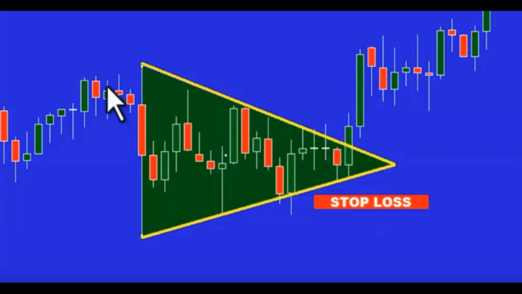A long entry may be taken at this point here. A stop loss placed potentially below the triangle bottom or below a previous swing low, depending on the trader's risk tolerance, which is relevant to one's account size or emotional level.